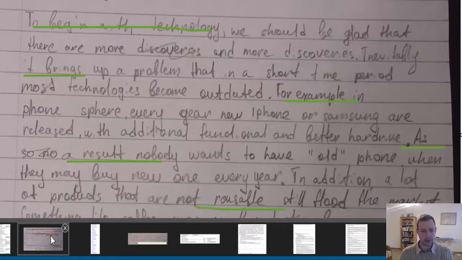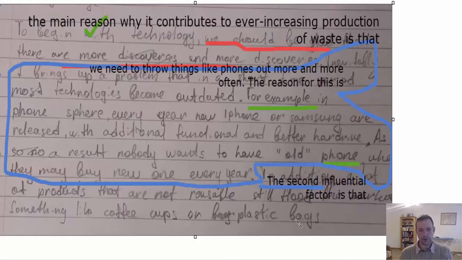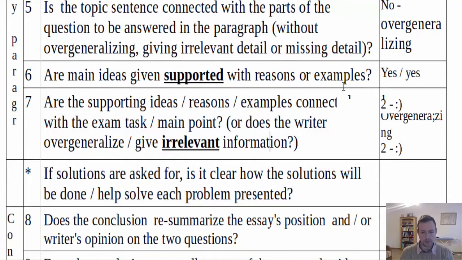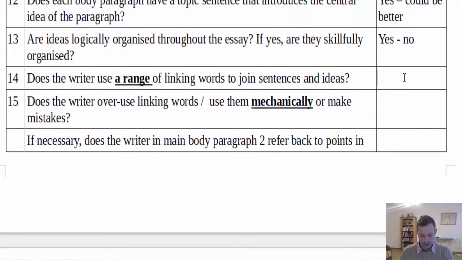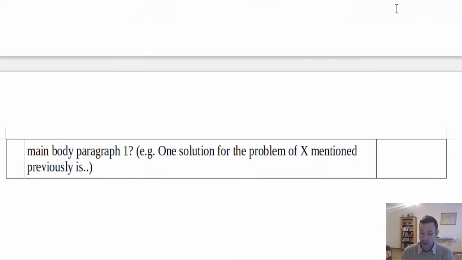If we looked at that first body paragraph there, if we had there the main reason why it contributes, the second influential factor, that divides it better into two individual points. So that could have been improved. Yes, uses a range. No, doesn't make mistakes. If necessary, does the writer in the main body paragraph refer back to points? So unfortunately, no. That always helps. It's not always necessary, but if it's a solution to a problem, it's necessary. So, you know, final mark is like a 7.